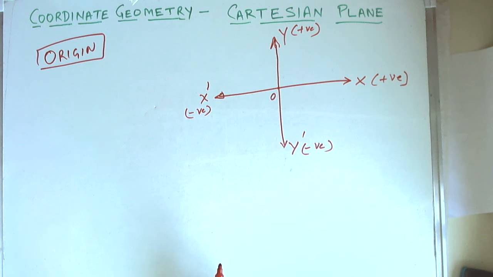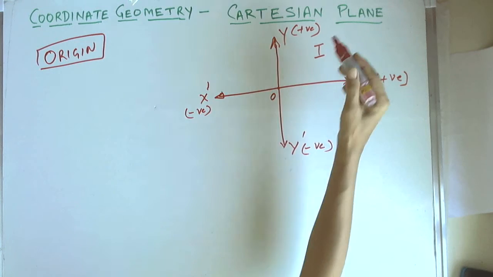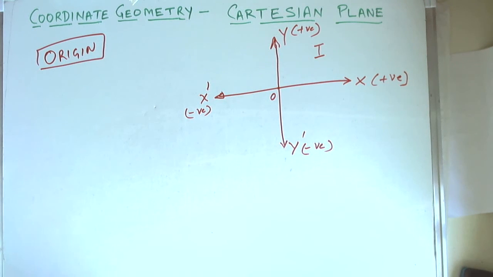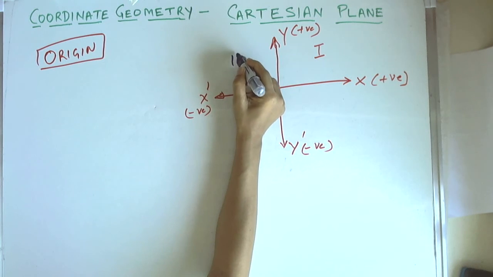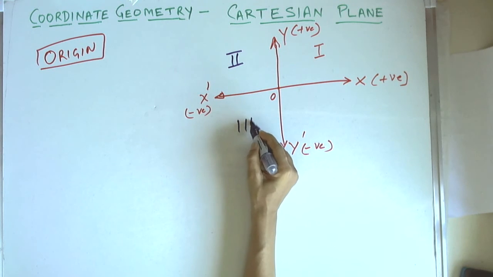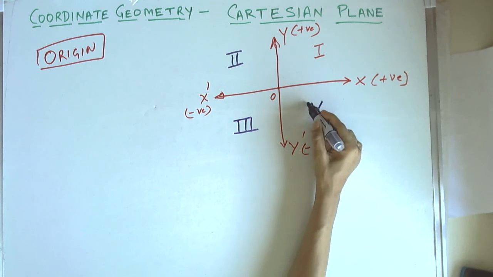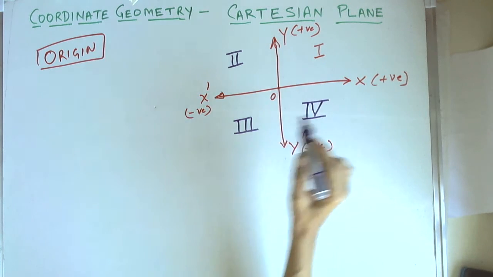Now these two intersecting lines divide the whole plane into four quadrants, and this is called first quadrant. Let me take another color pen so that it is clear. And this is called second quadrant, this is called third quadrant, and this is called fourth quadrant.